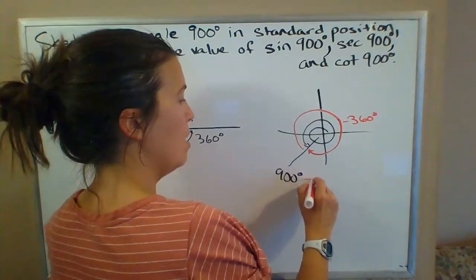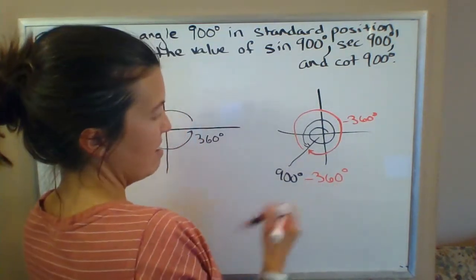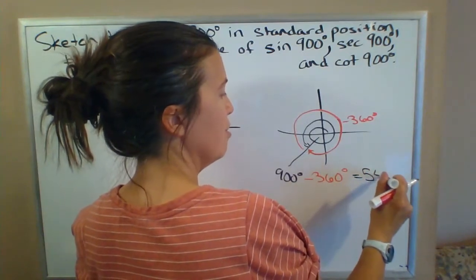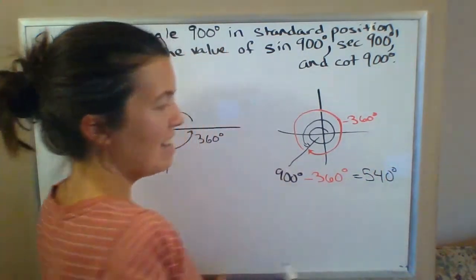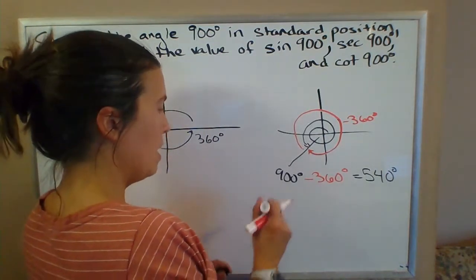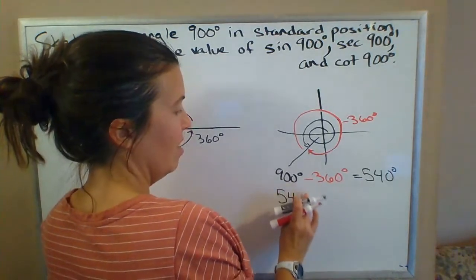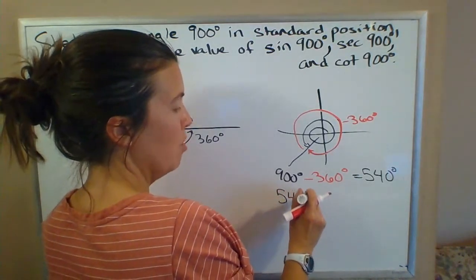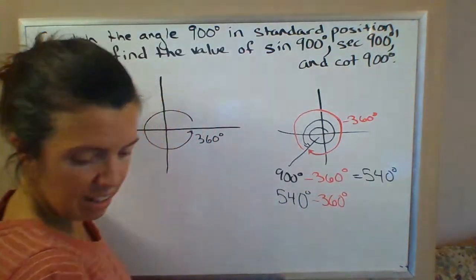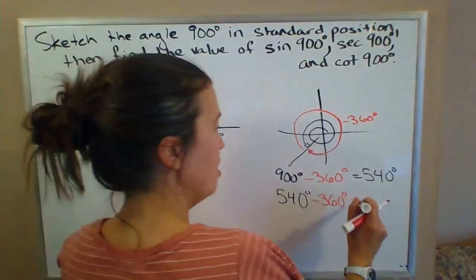If we do 900 degrees minus 360 degrees, if we subtract 300, that'd be 600, and there's 60, so this would be 540 degrees. That's still more than 360 degrees. So we can take the same approach. Let's wind the clock backwards one more time. Subtract 360 degrees again, and when you do that, you get 180 degrees.